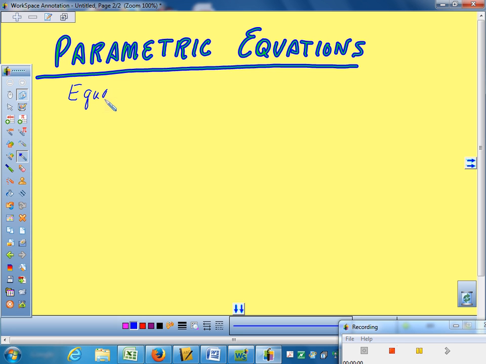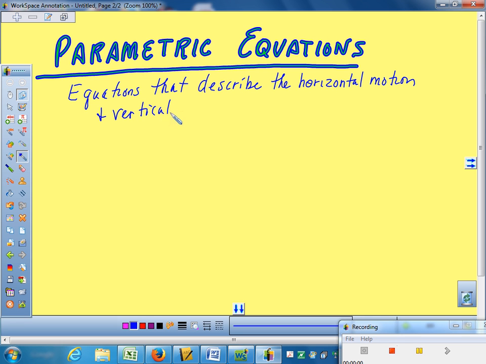They are equations that describe motion, which is why those of you who've had physics might have done this. You have an object moving, and they break it down into two parts. They describe the horizontal motion and the vertical motion of an object in terms of time. That's mission critical. You're doing it in terms of time.